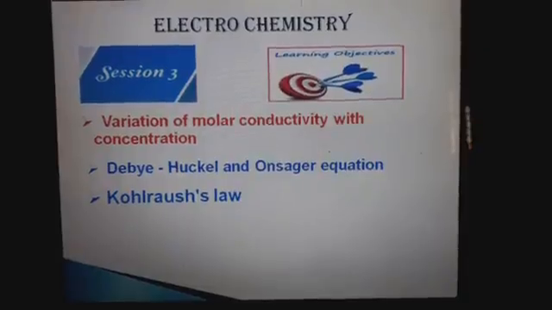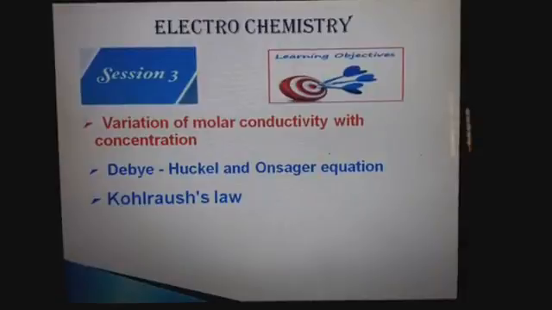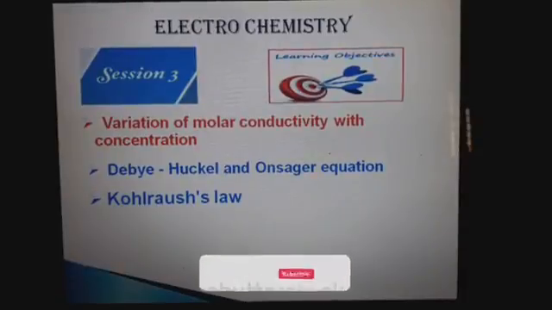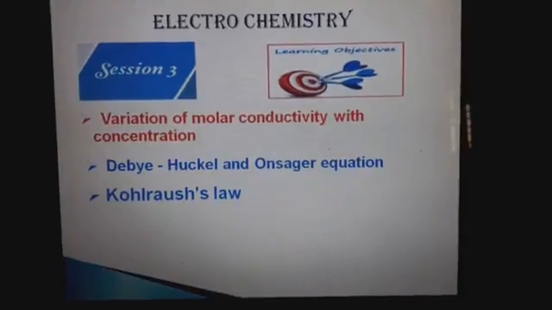Students, now we see in this video the topic from electrochemistry session 3. The objectives of electrochemistry session 3 are variation of molar conductivity with concentration, the Debye-Huckel and Onsager equation, and Kohlrausch's law. Okay, now we follow that. One by one I will explain.